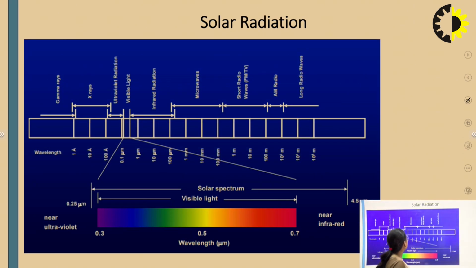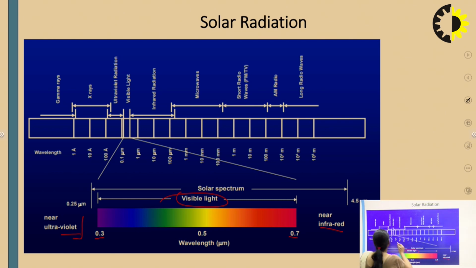Okay. So you can see these are the solar radiations. The near infrared radiation and the near ultraviolet radiations we cannot see. Only the wavelength between 0.3 to 0.7 is the visible light which we can see, and the solar spectrum includes everything from the visible light to the near infrared radiations.